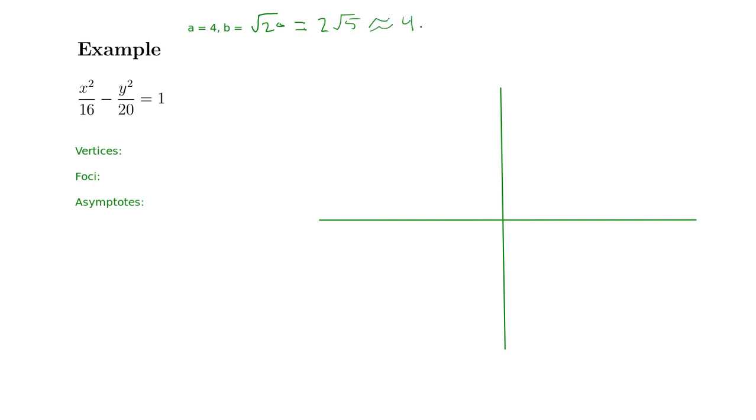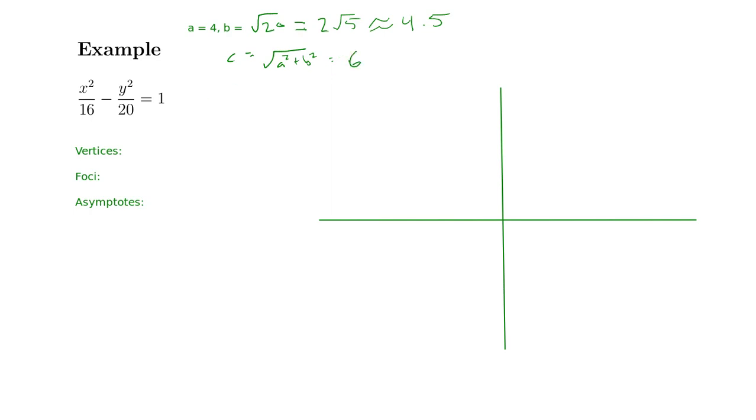Approximately 4.5. So when we go ahead and use that to plot some stuff, we'll say that's around 4.5. And then c here, we're going to say is the square root of a squared plus b squared. And so that's 16 plus 20, that's 36. That's good news for us. Square root of 36 is 6.